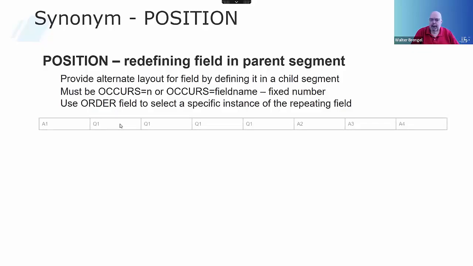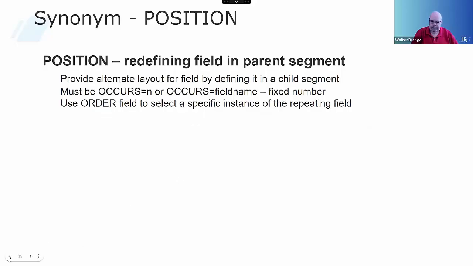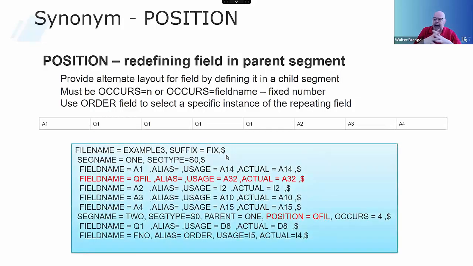So position, let's just show it because I think that's going to be easier. Here in this data source, I have A1 and then Q1, 1, 2, 3, 4 times, and then A2 and then A3 and A4. So as long as these Qs are fixed length, I can then say QFill is going to have a usage of A32 and actual of A32. Since there's 4 of them, that's implying that each single one has 8 bytes or 8 characters.